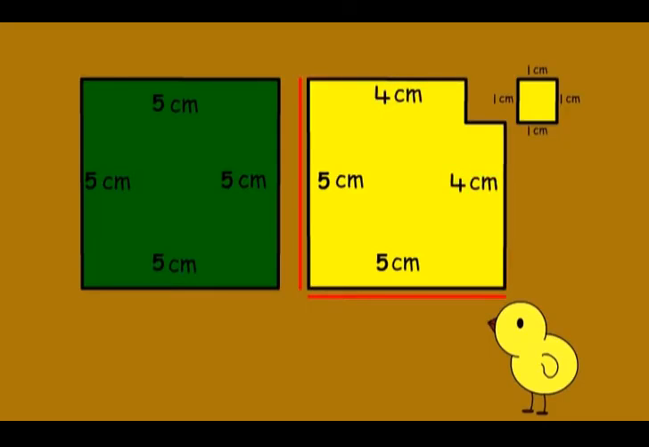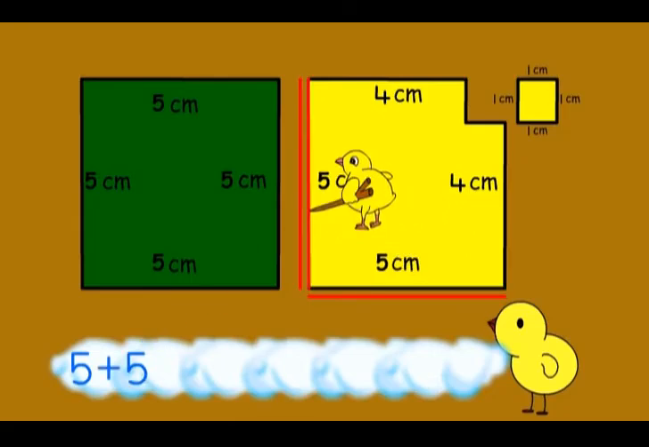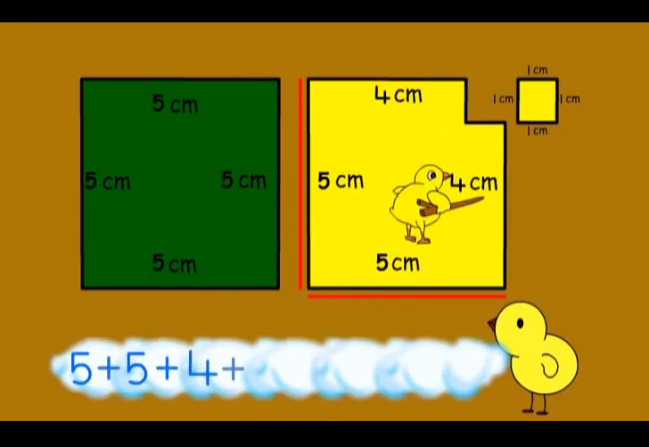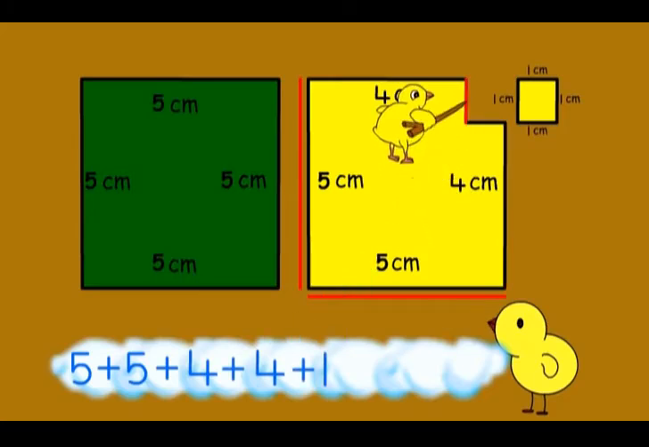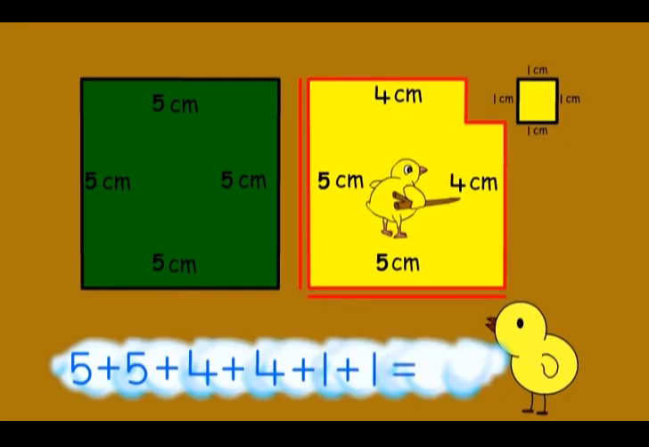Wait, Chick. Watch carefully. Now, you have to add this 1 centimeter and this 1 centimeter also. Now, can you tell which is bigger? Futta, both are the same. This is 5 plus 5 plus 4 plus 4 plus 1 plus 1, which is 20. So the lengths of the boundaries of both the green and the yellow paper are the same.